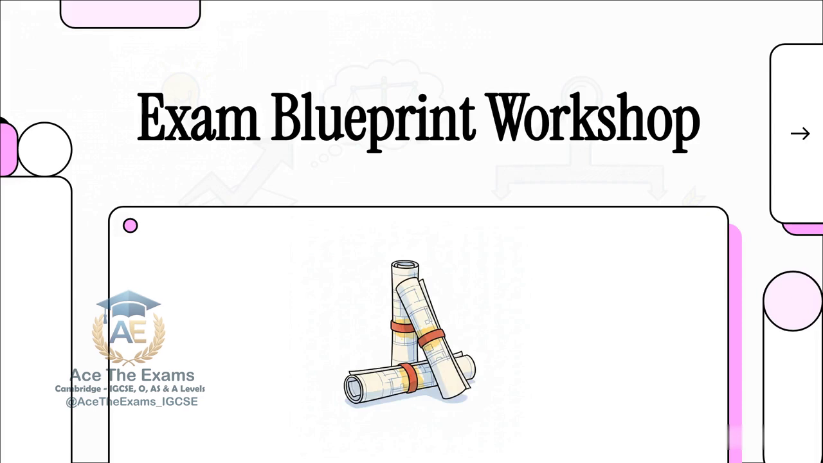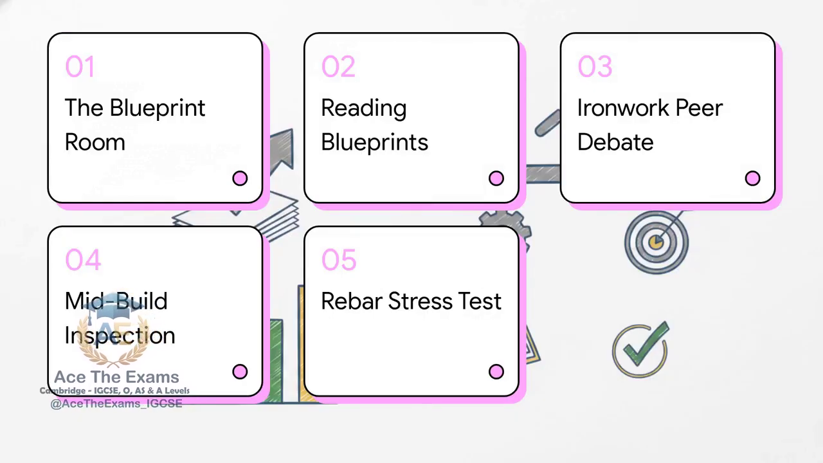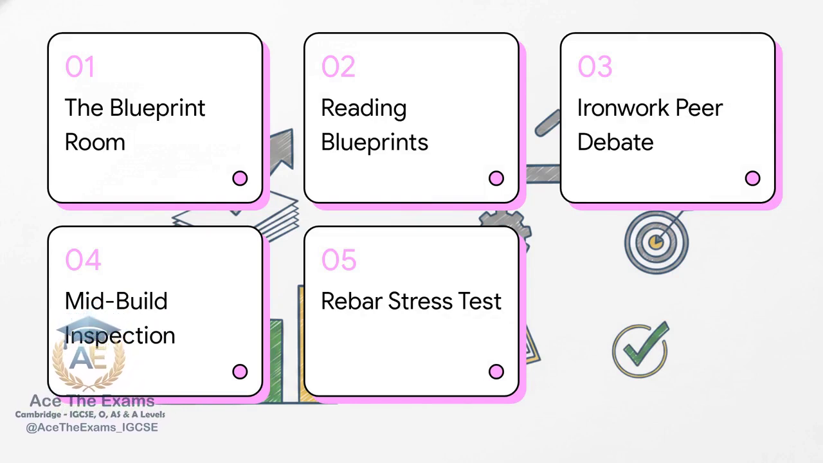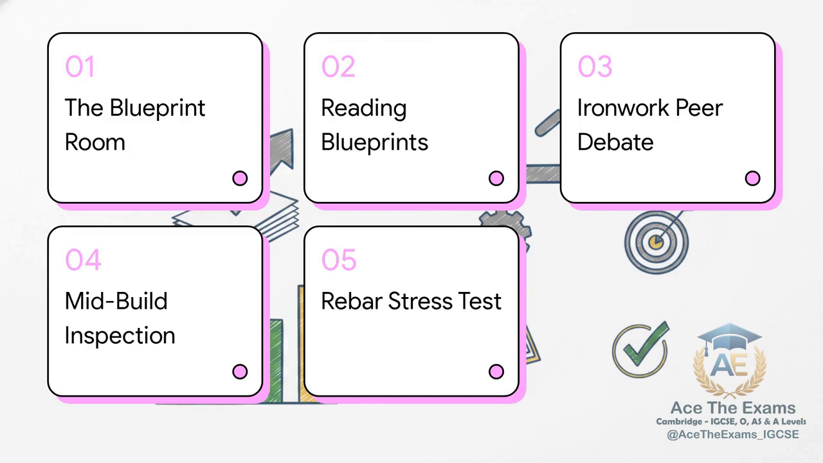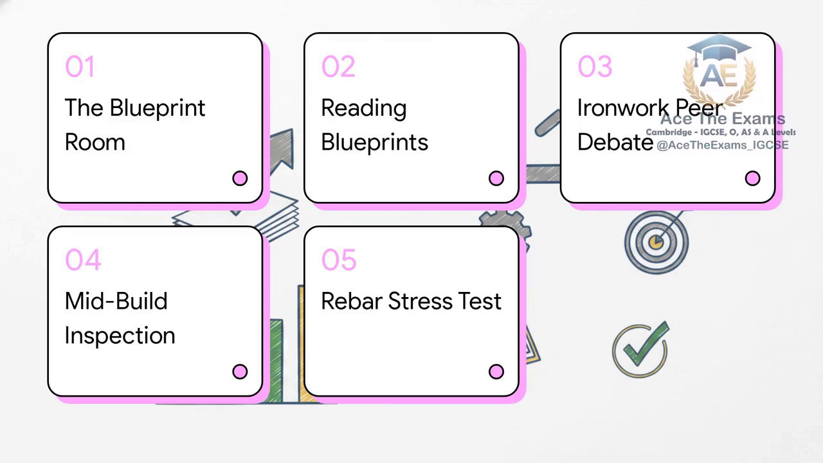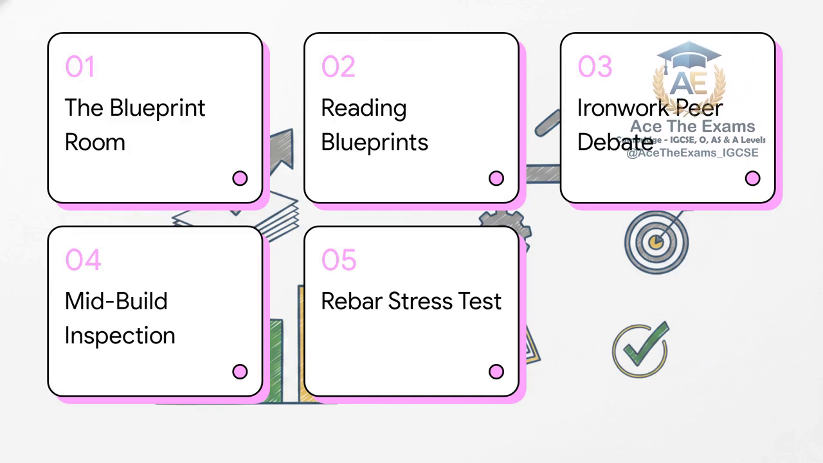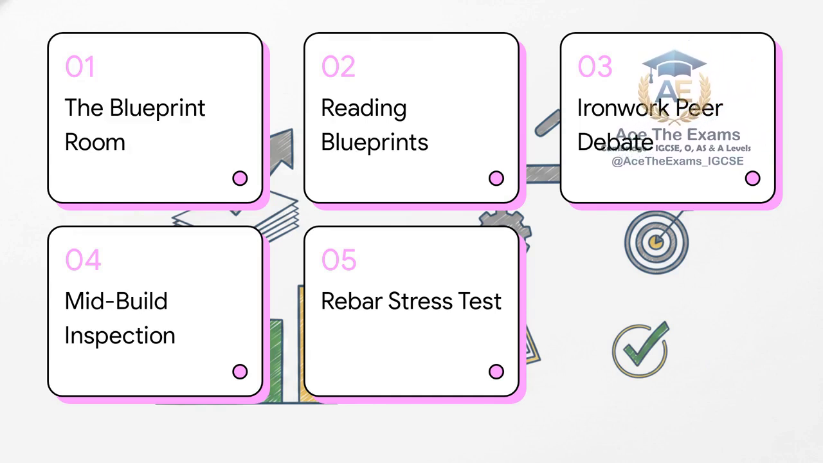Let's get to work. Okay, here is the exact sitemap we'll be using to erect those analytical arguments today. We'll start in the blueprint room, then move on to reading the system blueprint. After that, we've got the ironwork peer debate, a quick mid-build inspection, and we'll finish up with the rebar stress test. Let's get our hard hats on.